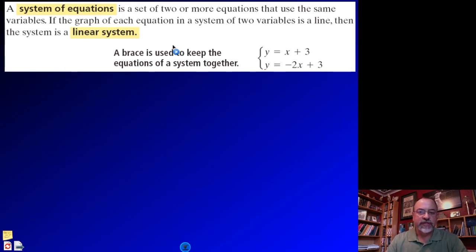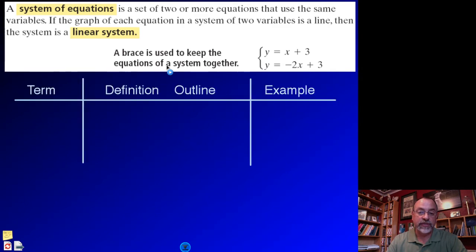If the graph of each equation in the system of two variables is a line, then that is called a linear system. So if we're looking at two linear equations, we're looking at a linear system. So a quick summary of that would then be that a system of equations is two or more equations. We use this little brace symbol on the left here to indicate that these are together.